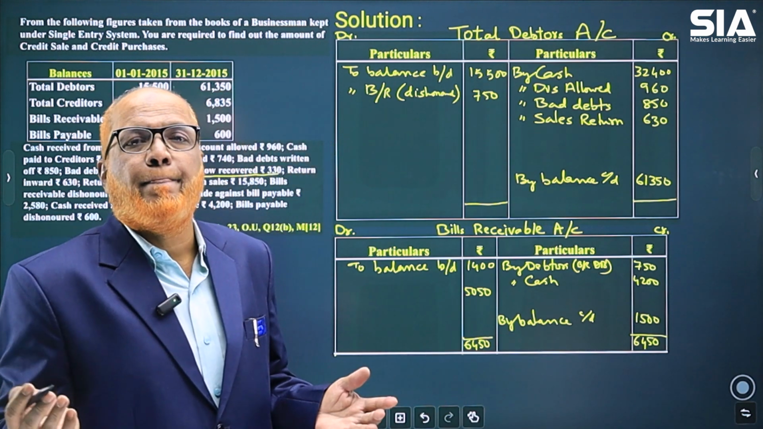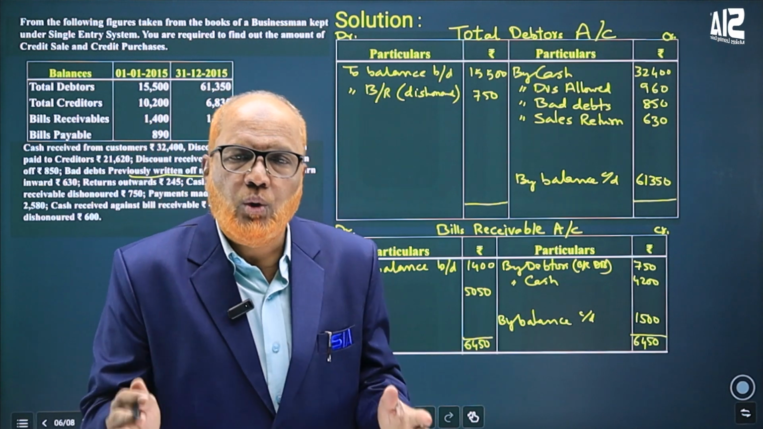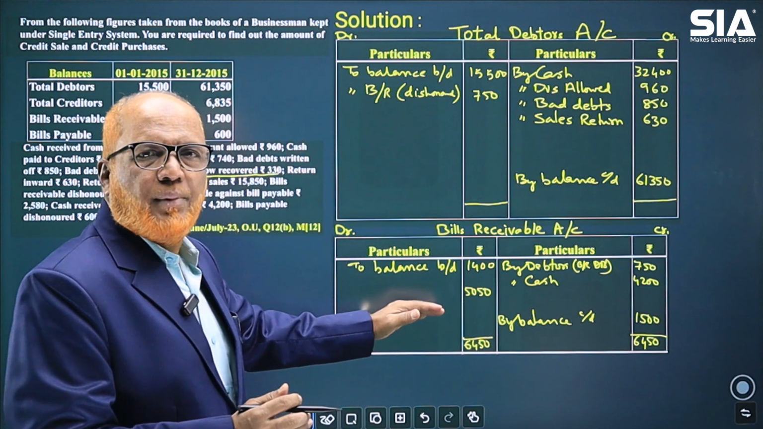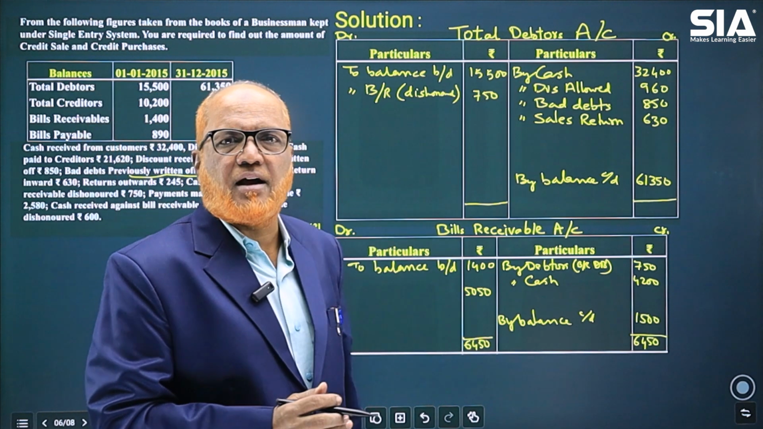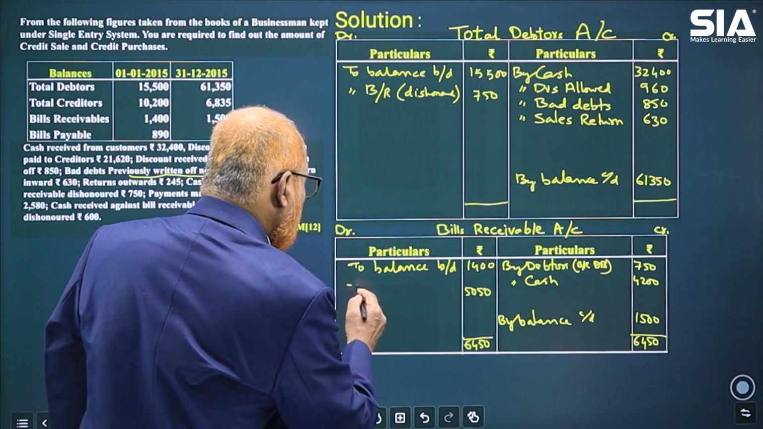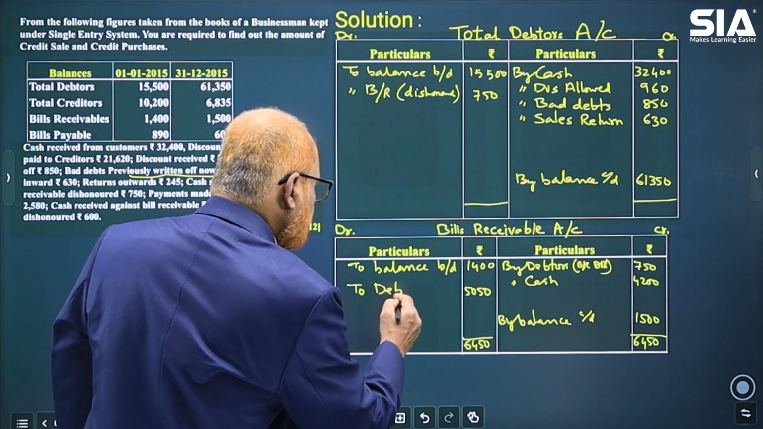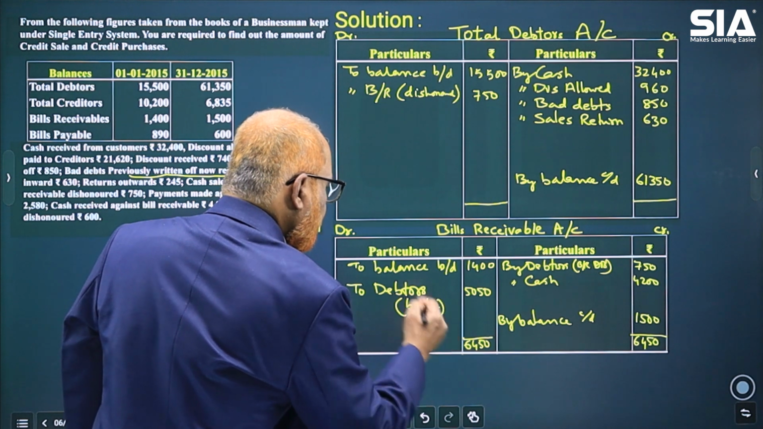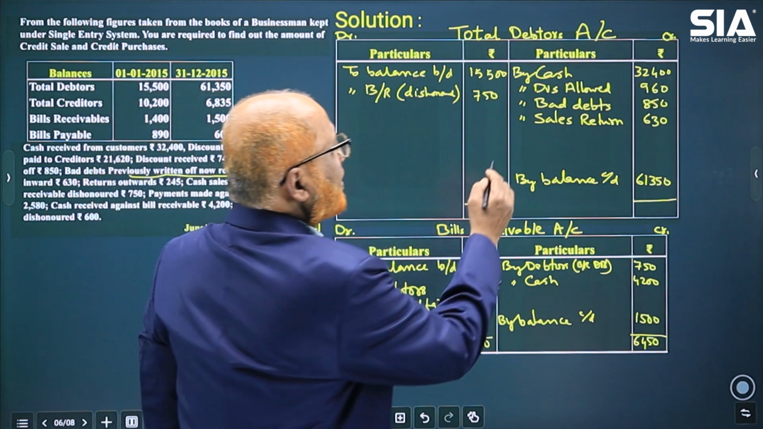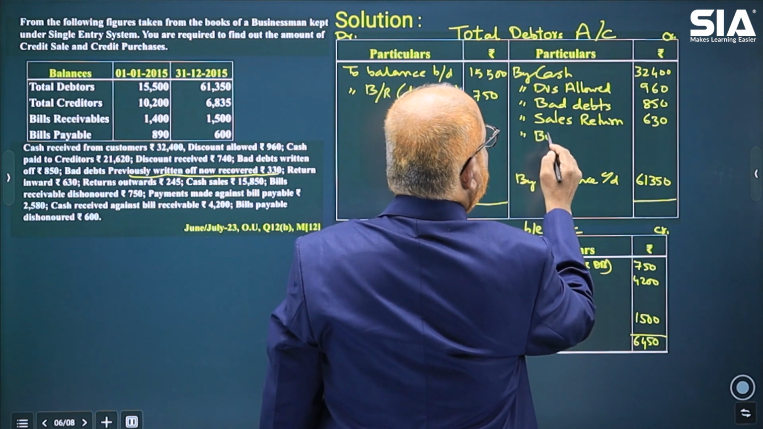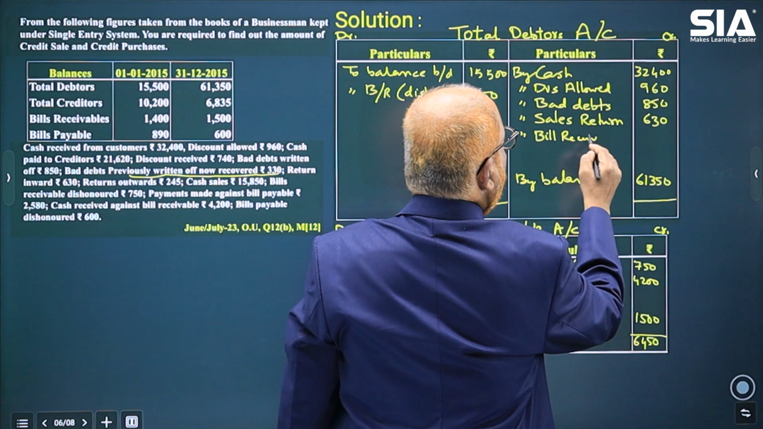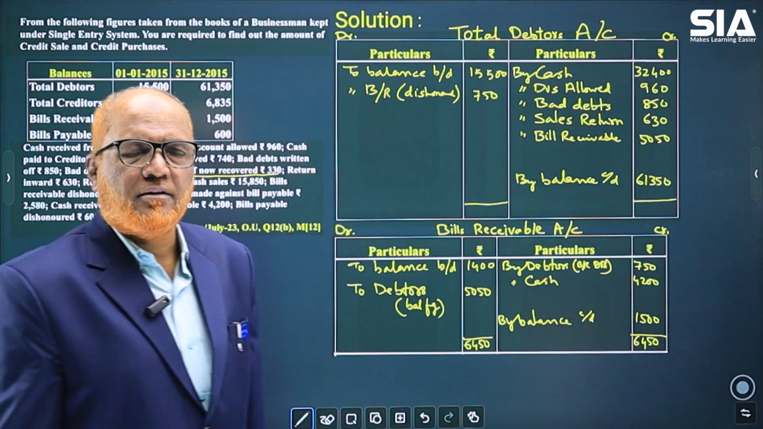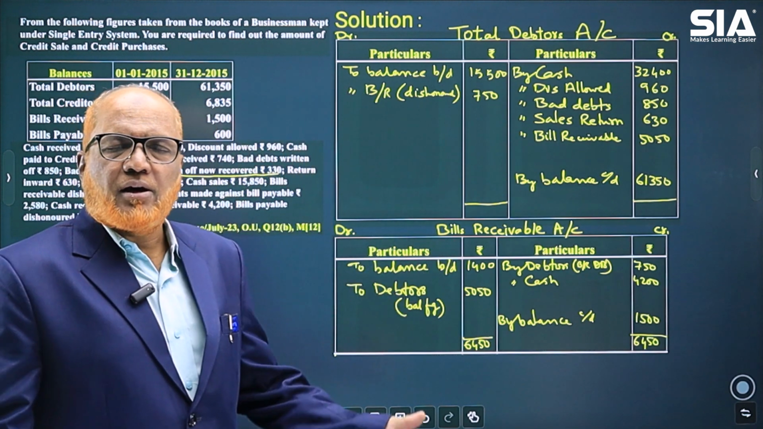This is not given in the problem. By preparing this bills receivable account, we come to know that during the year some bills are received. So bills receivable account debtor to debtors account. So bills receivable account debit side to debtors. This is the balancing figure. Then debtors account should be credited by bills receivable 5,050. That's it. Bills receivable account is closed.